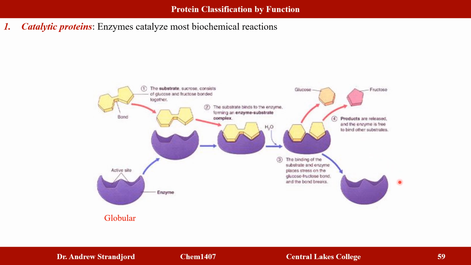Again, this is a catalytic protein, so another sucrose molecule can come down, fit into the protein, and undergo a catalytic reaction. This stress between the glucose and fructose lowers the activation energy for that chemical reaction. That's the definition of a catalyst.